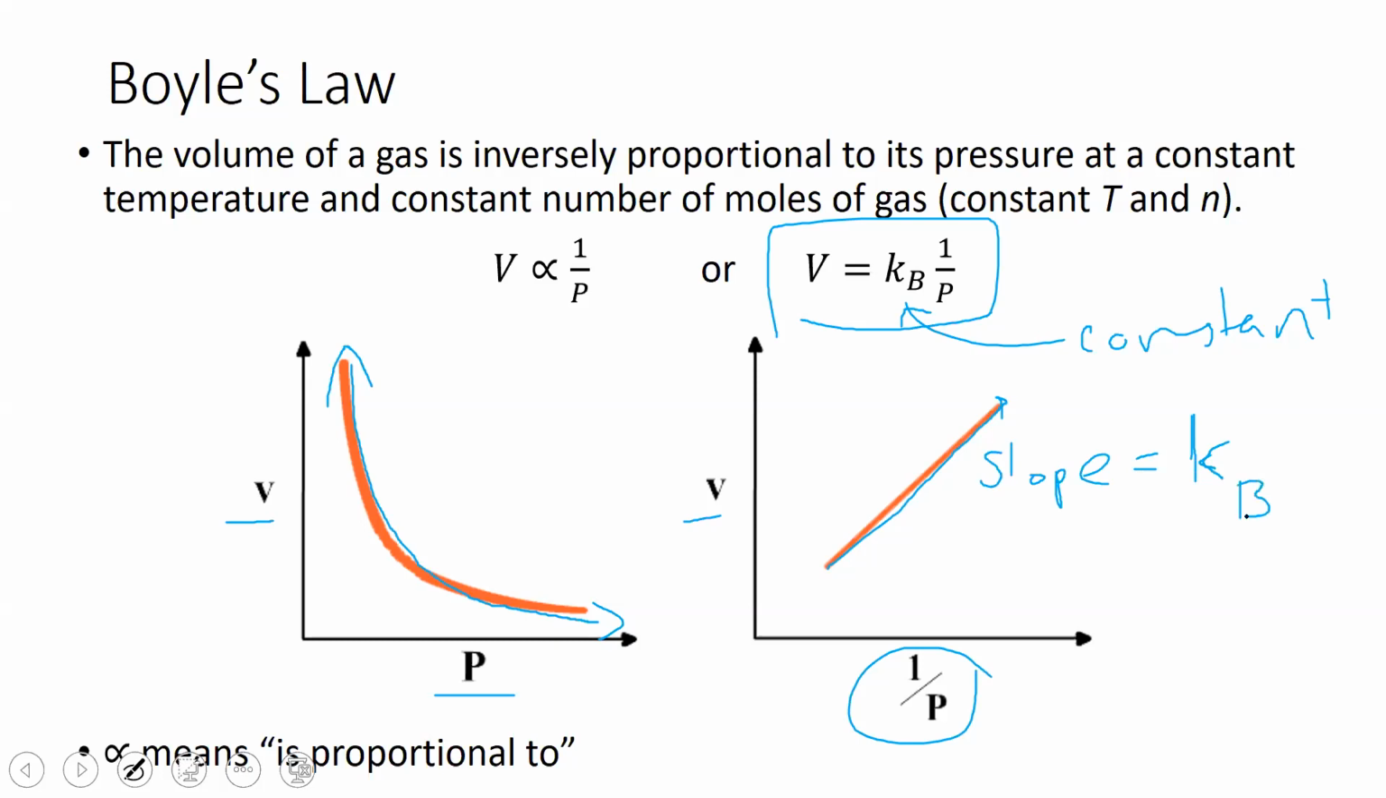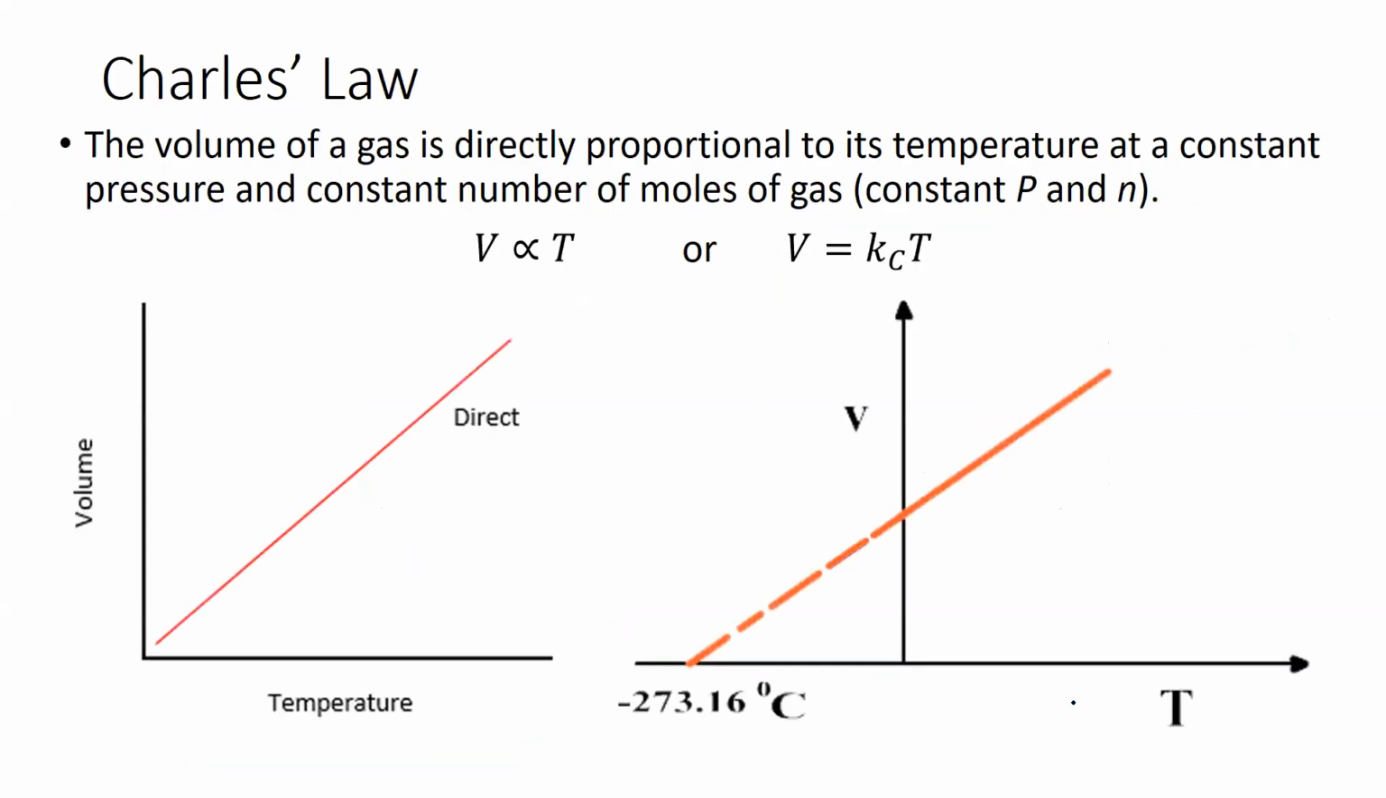Now, we're not going to use a Boyle's law constant. It's not something we're going to use. We're just using that as a theoretical way of understanding how the data for volume and pressure for a given gas sample is related. All right. So that's our first law, Boyle's law.